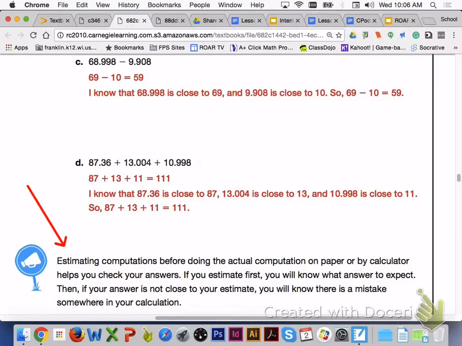Estimating computations before doing the actual computation on paper or by calculator helps you check your answers. If you estimate first, you will know what answer to expect. Then, if your answer is not close to your estimate, you will know there is a mistake somewhere in your calculation.